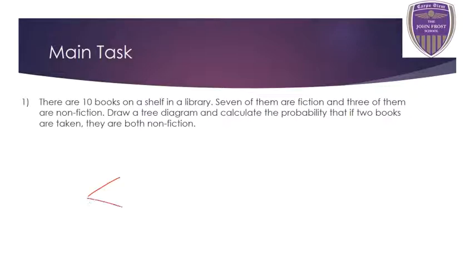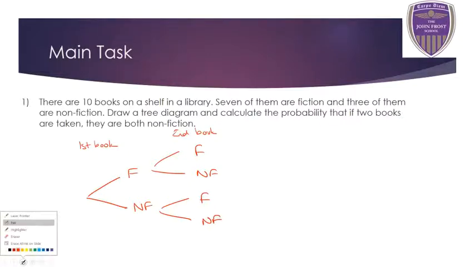Okay, so this is the first pick, or first book, whatever you want to call it. It's either fiction or non-fiction. When a second book is taken, then it's still either fiction or non-fiction. And that doesn't depend at all on the first part, does it? So what happens in the first pick doesn't have an effect on the second pick.